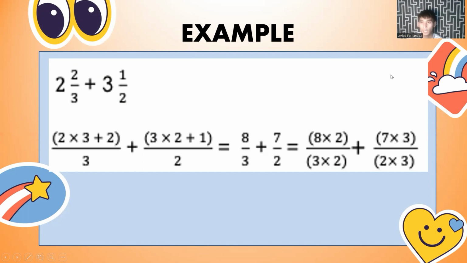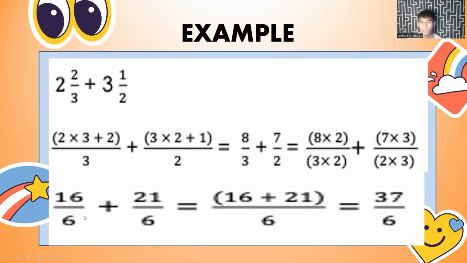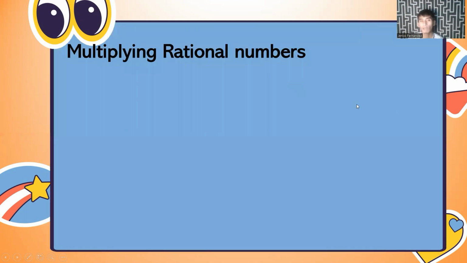So converting it, find the LCM. Our LCM is 6. So 6 divided by 3 times 8 is 2 times 8, which is 16. 6 divided by 2 is 3 times 7 is 21. And then, like fractions na siya, we will now proceed to the operations. It's either positive or negative, depende sa anong operation ang nakalagay. Okay?